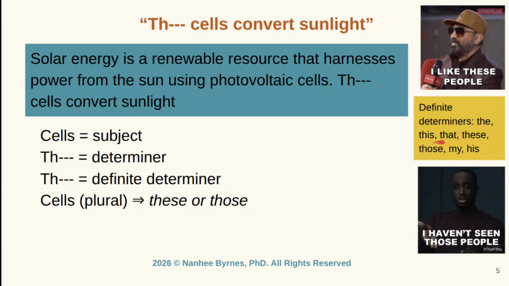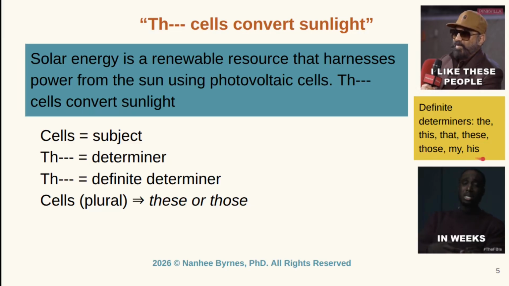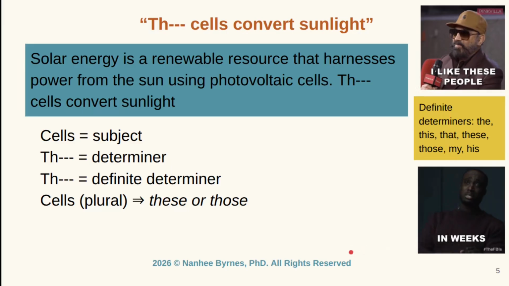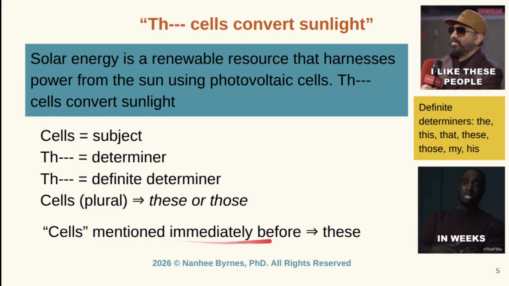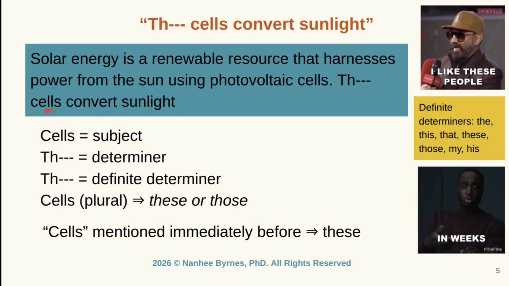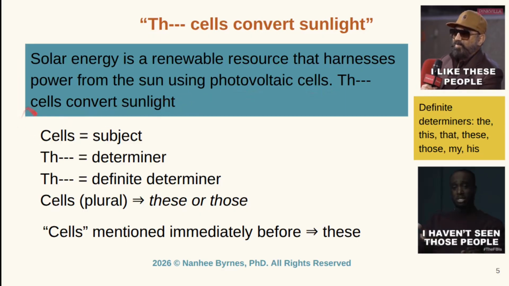Definite determiners include the definite article the, demonstratives like this, that, these, those. Now check number agreement. Cells is plural, so this and that are not possible. We are left with these or those. What's the difference? Distance. These is used for things that are close in context, just mentioned. Those is used for things farther away. Because the cells were mentioned immediately before, the correct choice is these. So the answer is, these cells convert sunlight. That's how grammar, not guessing, gets you the right answer every time.